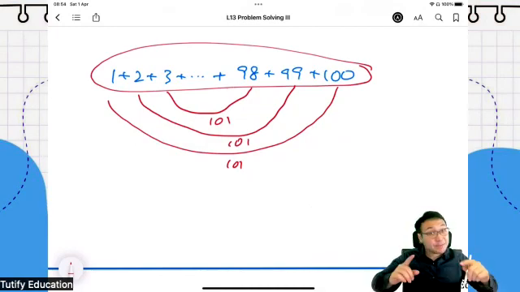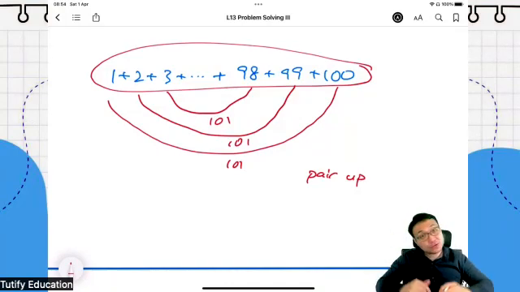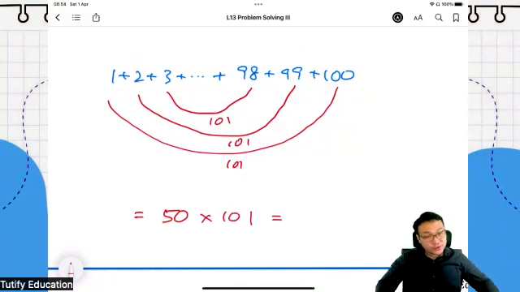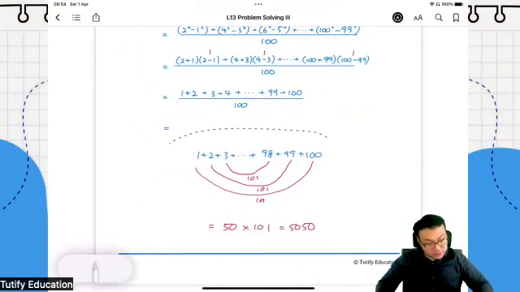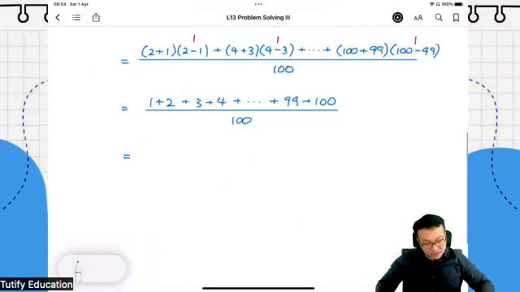100 numbers. I'm pairing them up. You pair them up. How many pairs do you think I'll get? 50. Very good. So that means I will get 50 pairs of 101. Yes or no? Yes. Then that will give me 5,050. Very good. So now we already know that we have 5,050 on top.